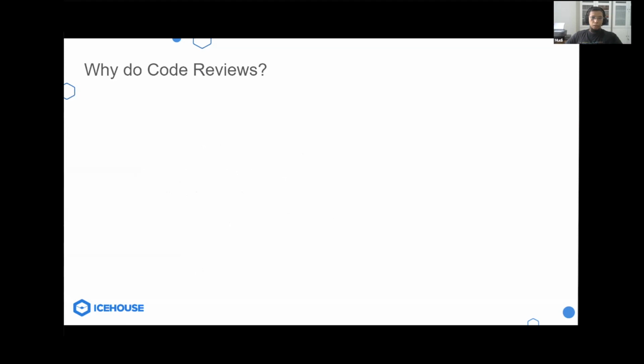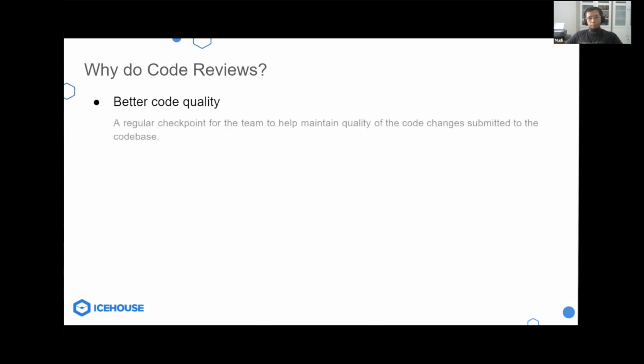All right, so the first reason why we should do code review is for better code quality. Well, when we're developing, it serves as important checkpoints for the team to maintain quality of the code changes before it is submitted to the code base. This is because the primary purpose of code review is to make sure that the overall code health of the code base is not decreasing in quality, but rather it should improve over time.